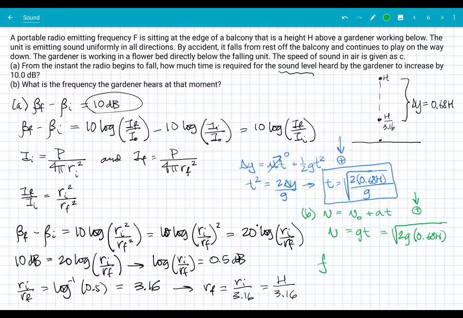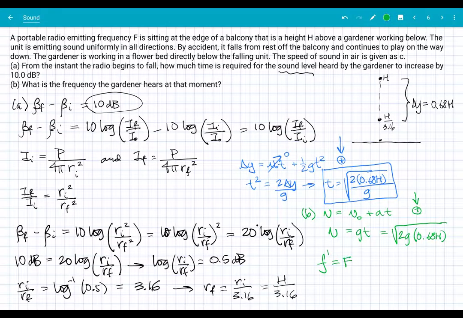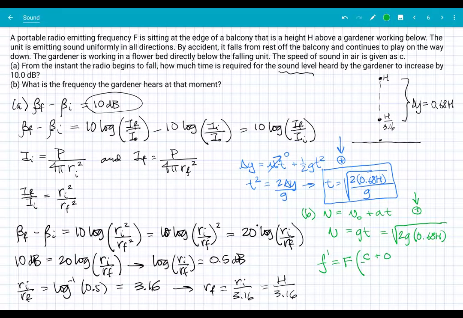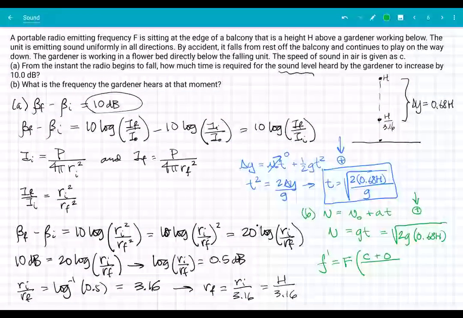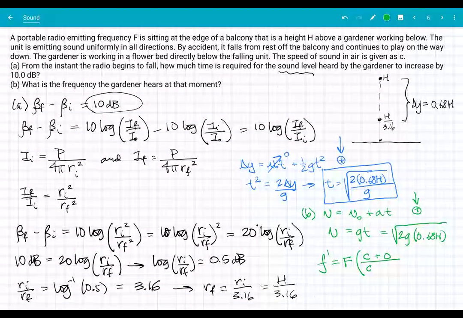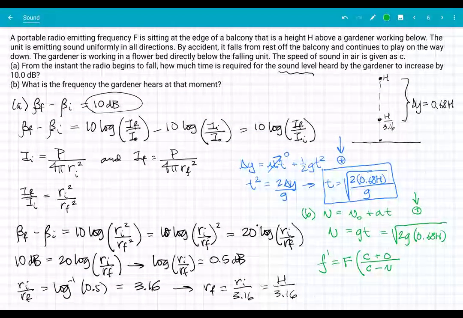And then my Doppler frequency. So the frequency that's observed is going to be equal to the frequency that's emitted, which is given as f, multiplied by the speed of sound. Now, the observer isn't moving, right? So I can say plus 0 there. The observer isn't moving. The source is moving, though, and the source is moving toward the observer. That's going to have the effect to increase the perceived frequency. So I'm going to subtract it in the denominator there.